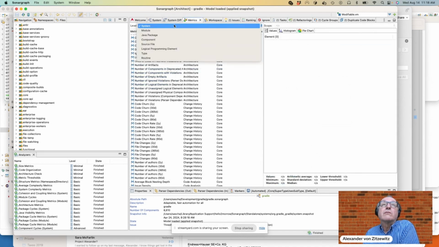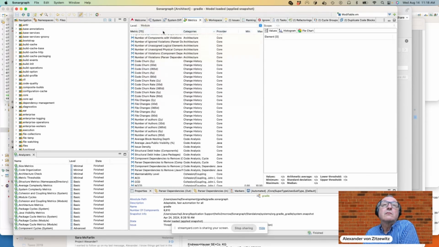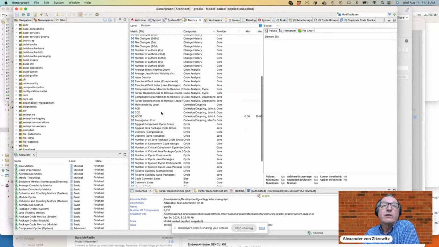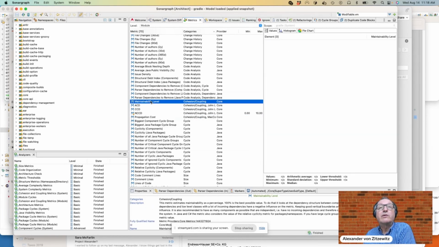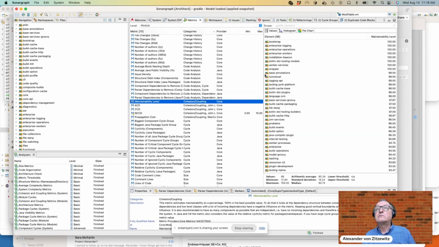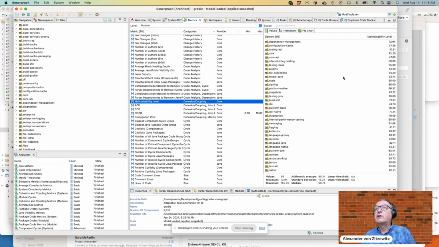So I go here, click on module, click on maintainability level. If I can find it, no, not propagation cost, maintainability level. That's the one. I'm going to sort inversely. So we have one module called dependency management, which has a very low level of maintainability. Let's see how big that module is.